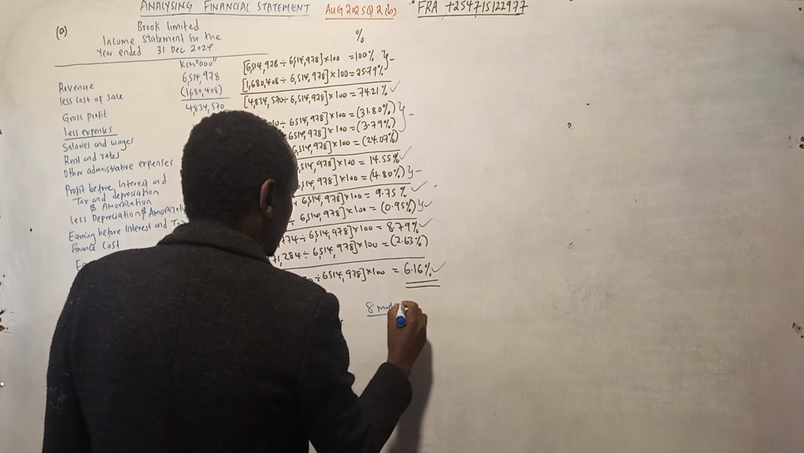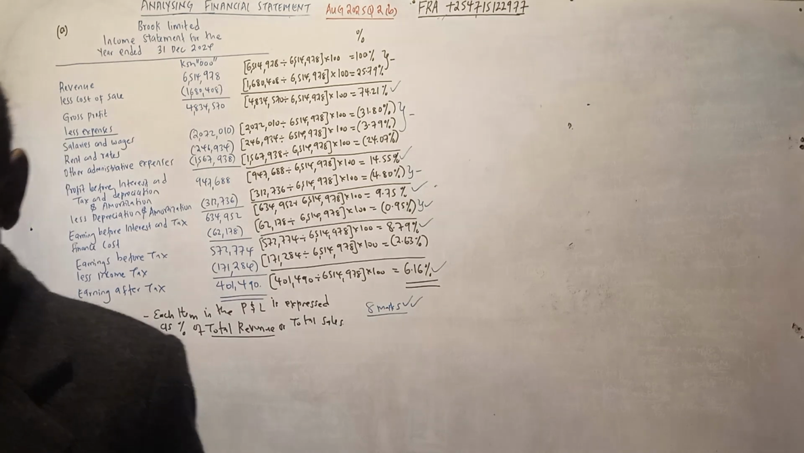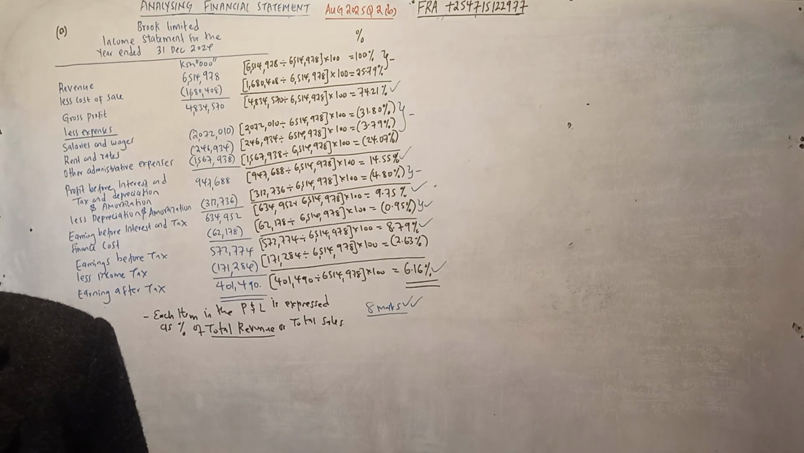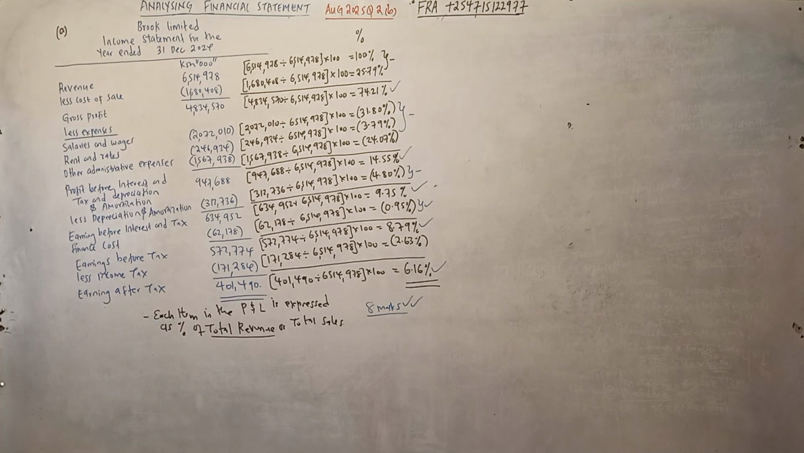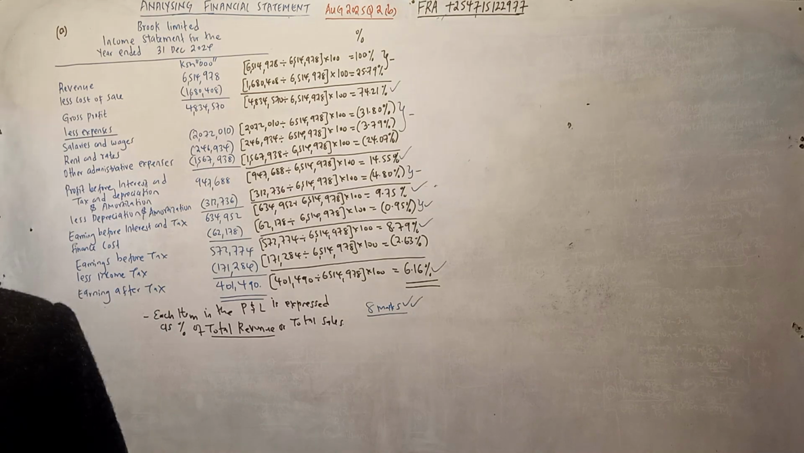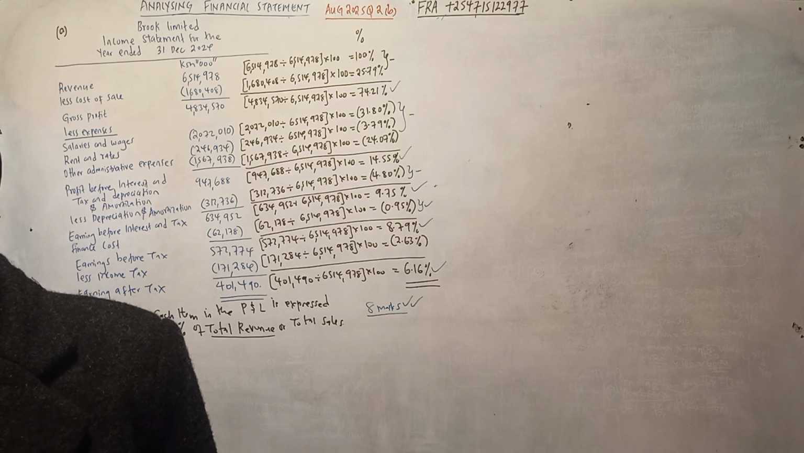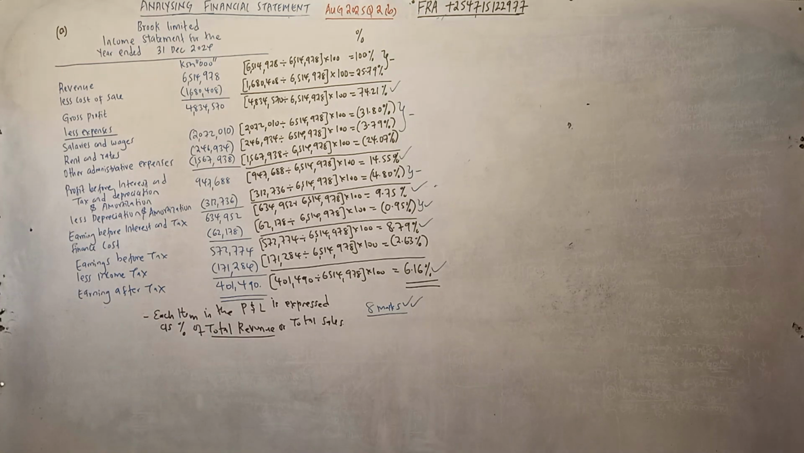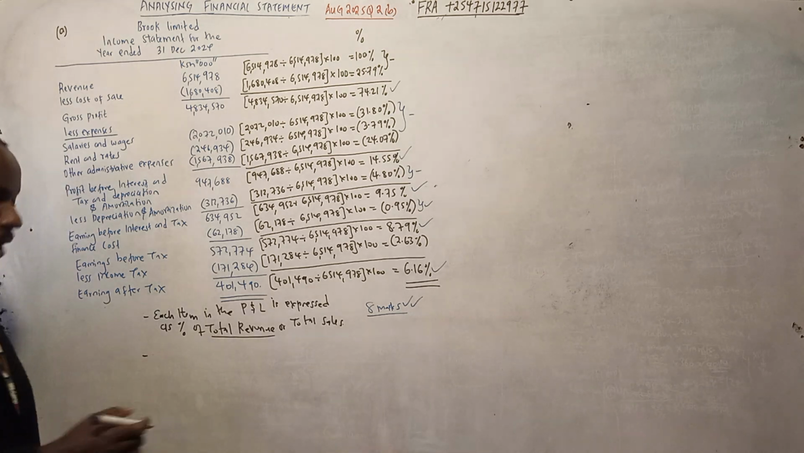Now, have we done that one? Let us go to part B of the same question. Part B is about the statement of the financial position, the balance sheet. For part B, they require us to do what we call the horizontal analysis. Let us do the horizontal analysis for the balance sheet.